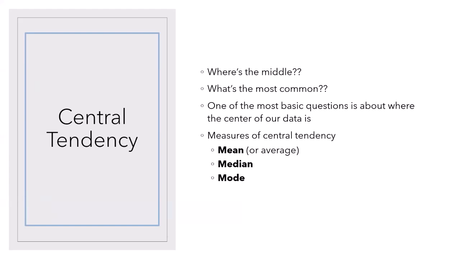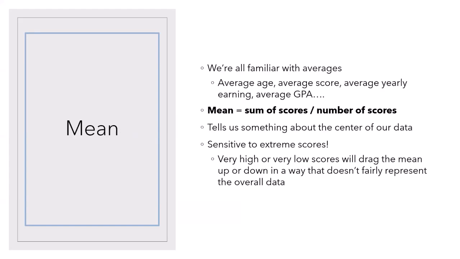Measures of central tendency include the mean or average. You've probably heard it referred to as the average most commonly, but we do say the mean in psychology and in research writing, the median, and the mode. So I assume that we're all quite familiar with averages. You've likely discussed average age across people, average score on various things like test scores, average yearly earning or income, average GPA, et cetera, in classes or at other times in your life.